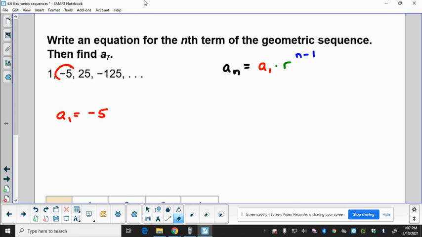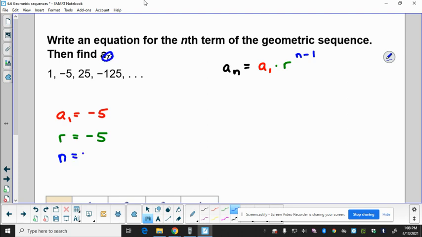Next thing, what's R? What is R? Let's see, can we figure this out? What does it look like the pattern is? 25 divided by -5? I think we are multiplying by -5 each time. Okay? And then finally, what is N?